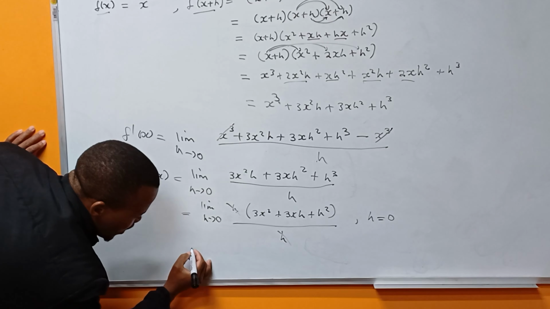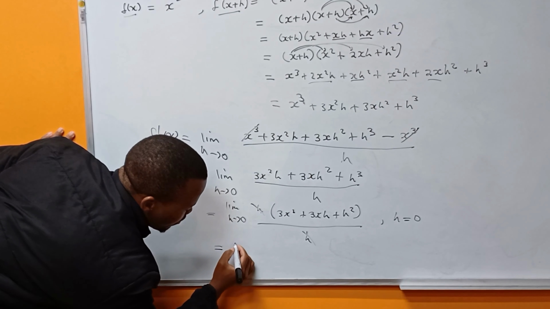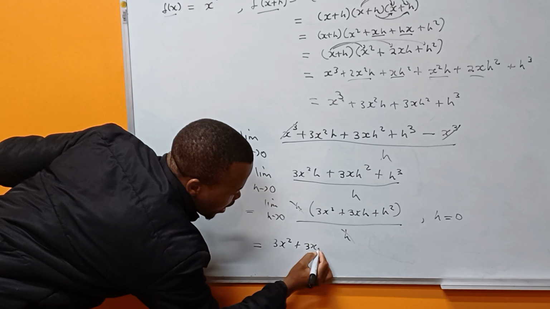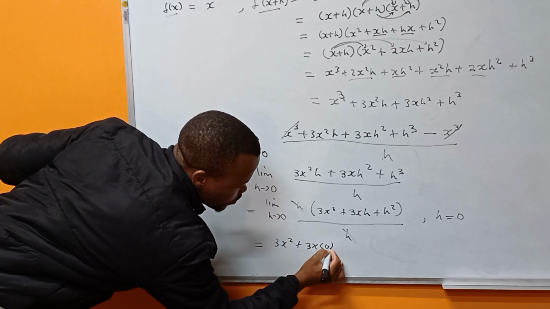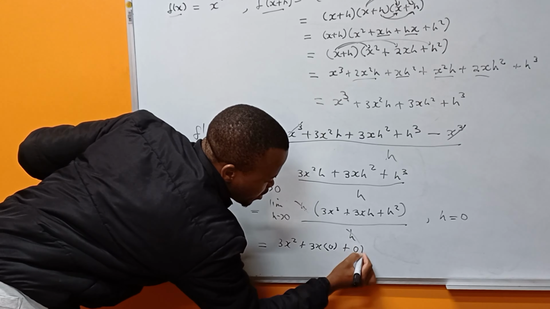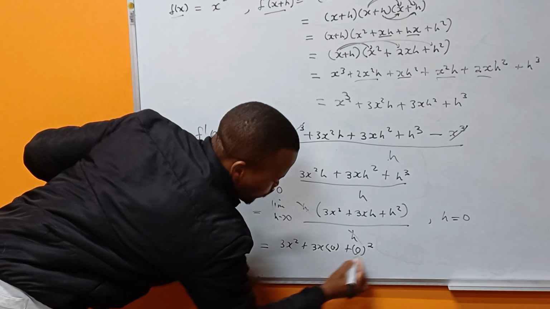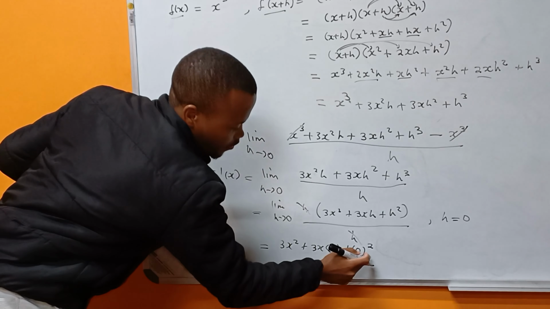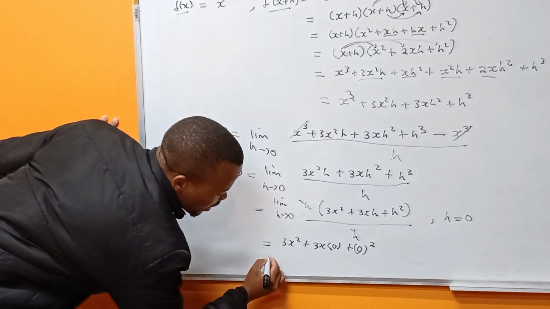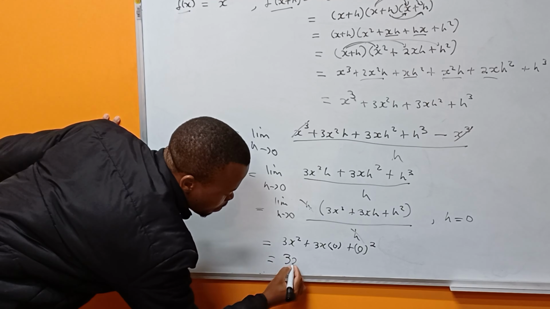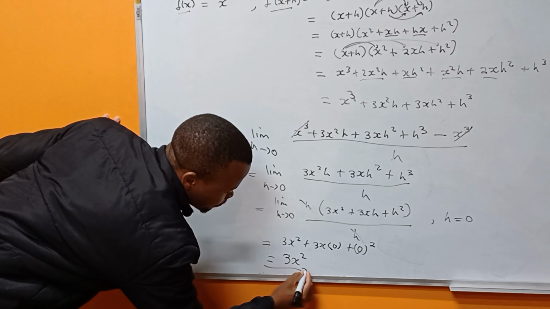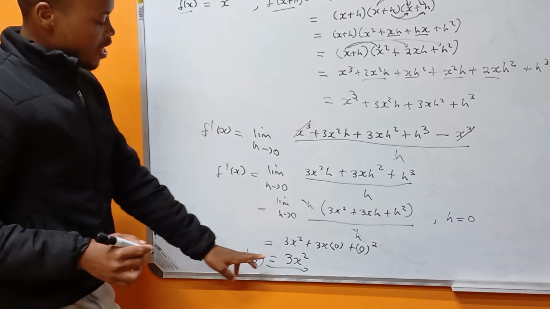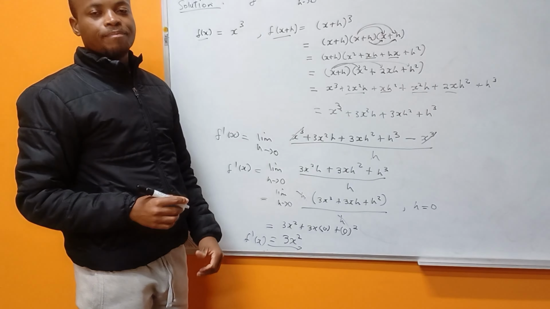So as a result, here I'll be having 3x squared plus 3x, instead of h I replace it with 0, plus 0 to the power of 2. If you look carefully here, this one vanishes to being 0, this one vanishes to being 0, then the answer becomes 3x squared. So f prime x is equal to 3x squared. Thank you.